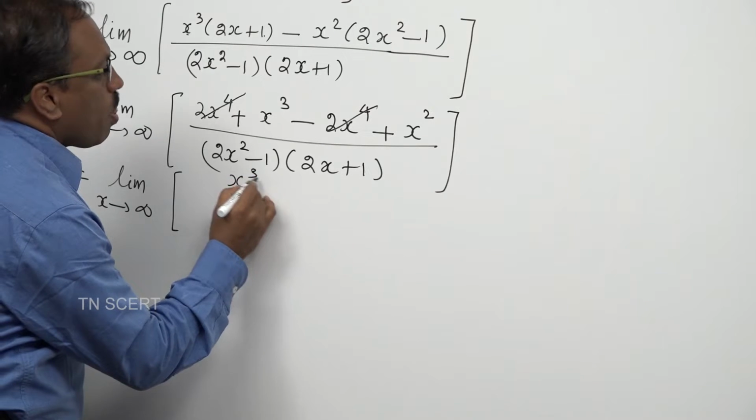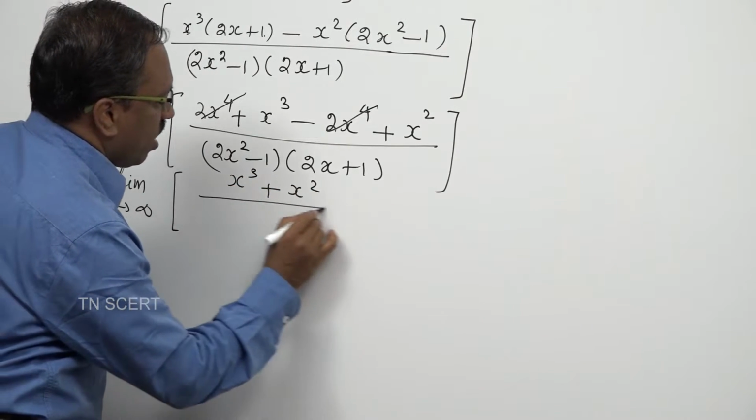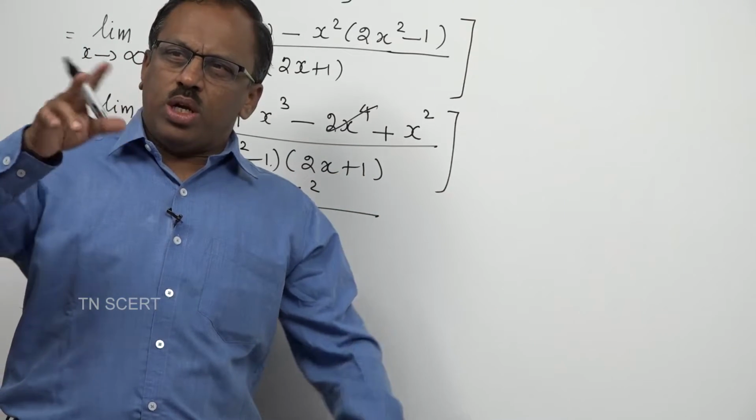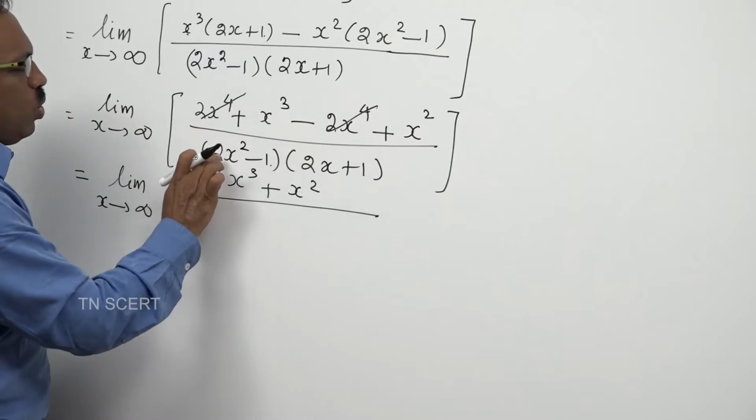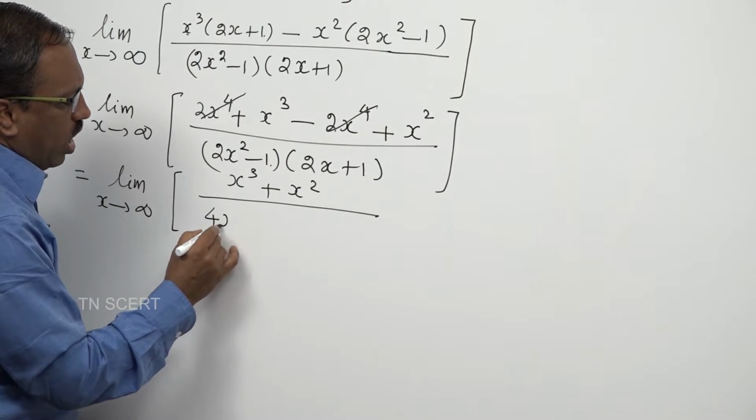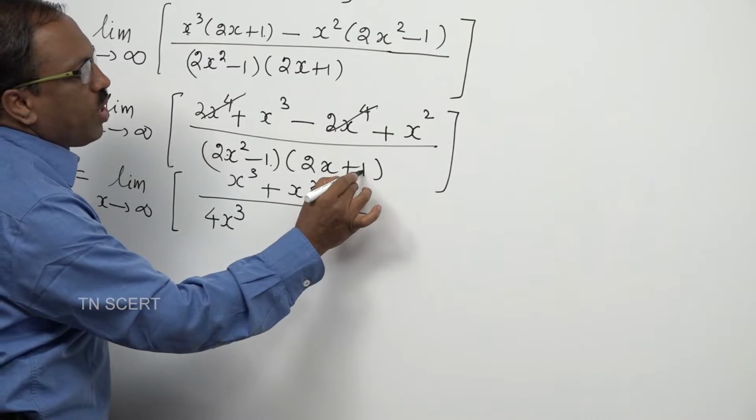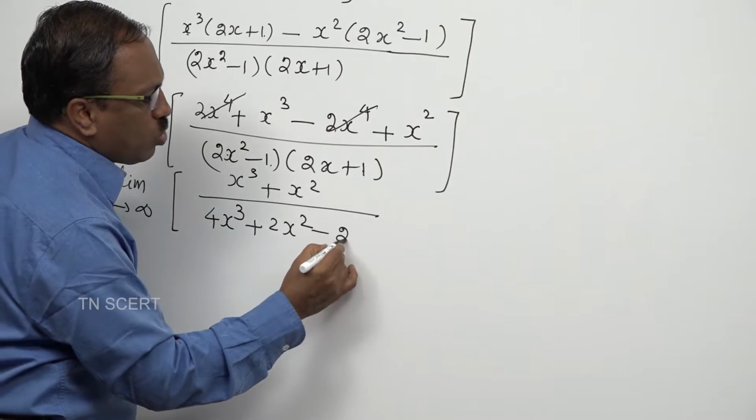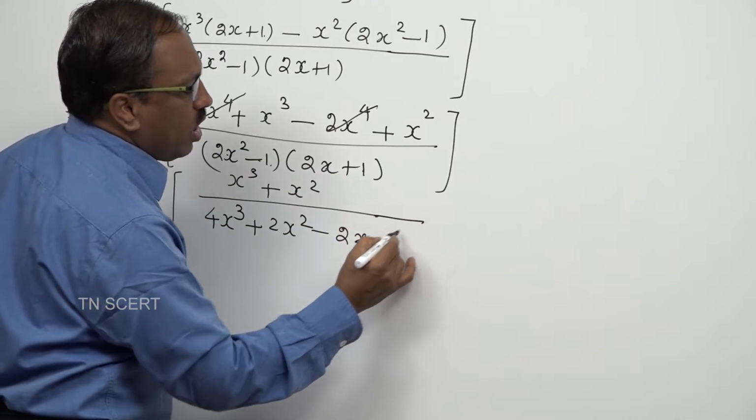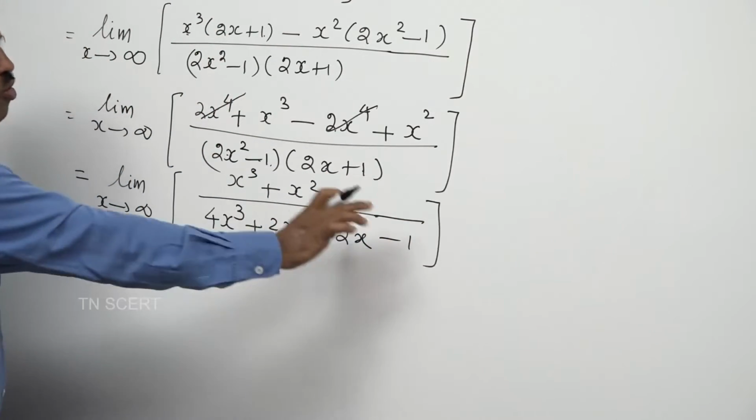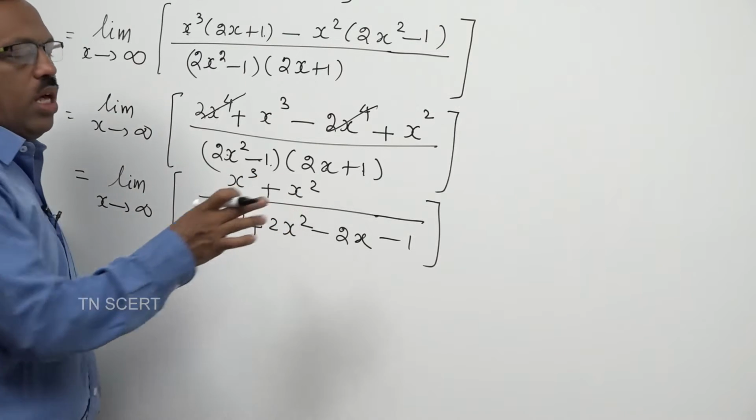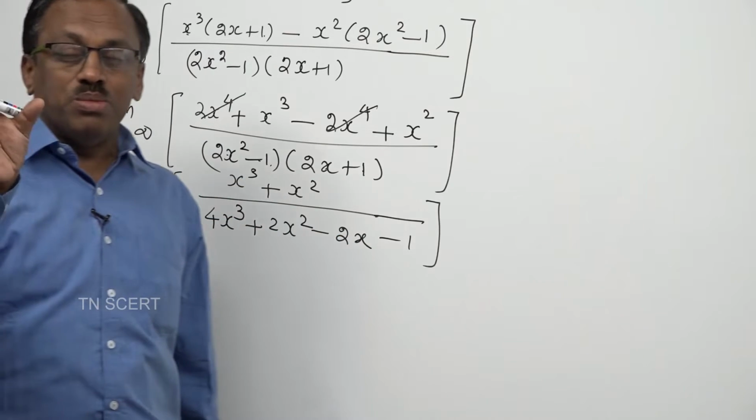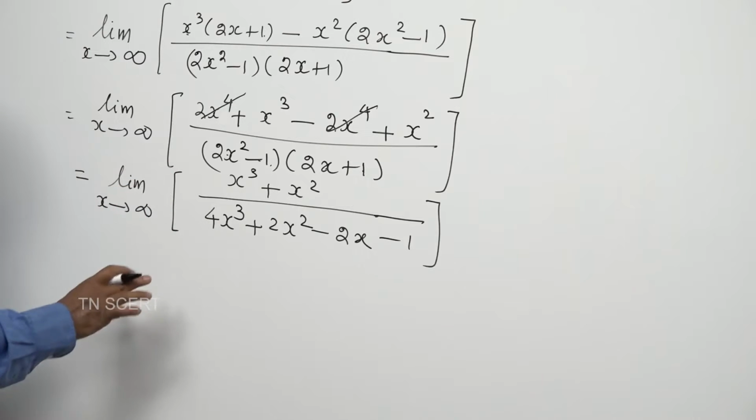In the denominator we have two terms times two terms, so multiplying them we get 4 terms. 2x square into 2x is 4x cubed. 2x square into plus 1 is 2x square. Minus 1 into 2x is minus 2x, and minus 1 into plus 1 is minus 1. So we have 4 terms in the denominator, and in the numerator there are 2 terms.